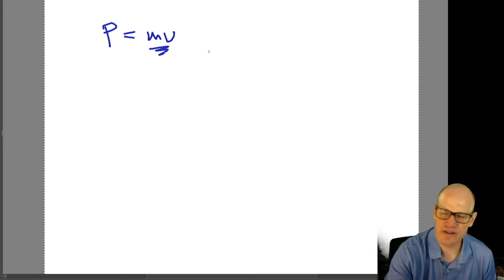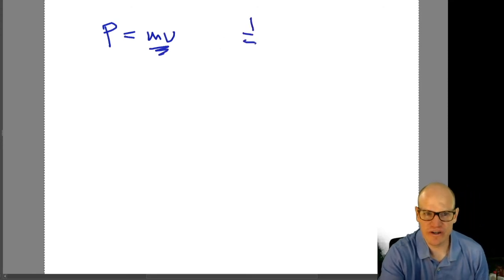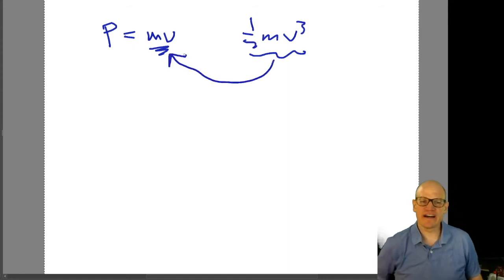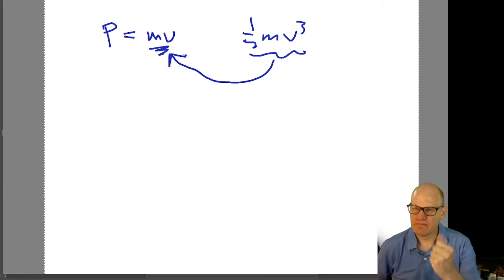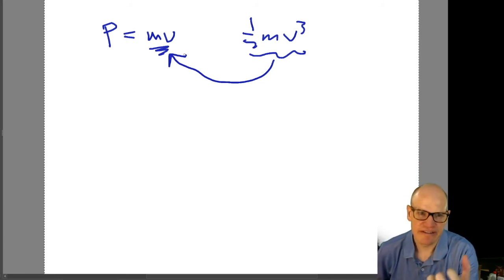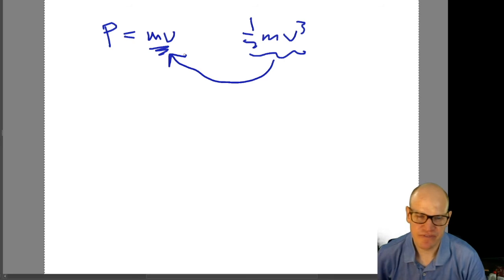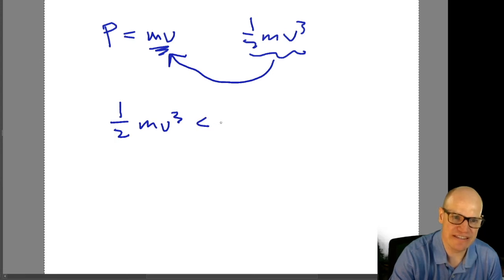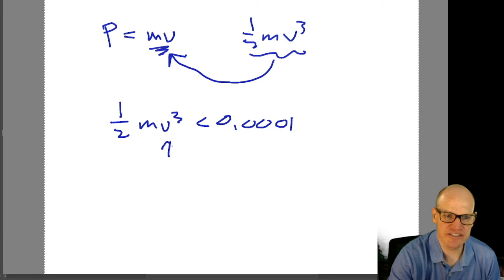This is only good up until this term, 1/2 mv cubed, becomes a sizable fraction of that. So you might say, well, I need to have measurements of my momentum that are good to 4 decimal places. Okay, so then you just have to say that 1/2 mv cubed is less than 0.0001. And that tells you what velocity you're limited by.